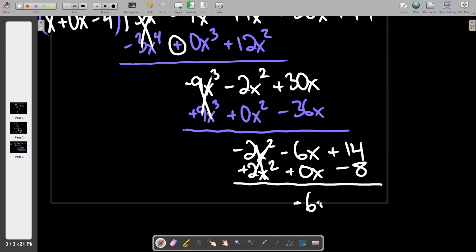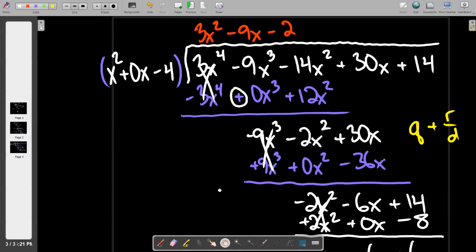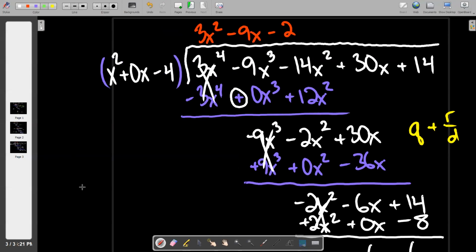So we have negative 6x plus 6. Again, our answer needs to be expressed as quotient plus remainder over divisor. So what's that going to look like for us? So just minus 9x minus 2. And then I have to put plus, okay? Make sure you put plus. And then, yes, draw your fraction line. And then what?